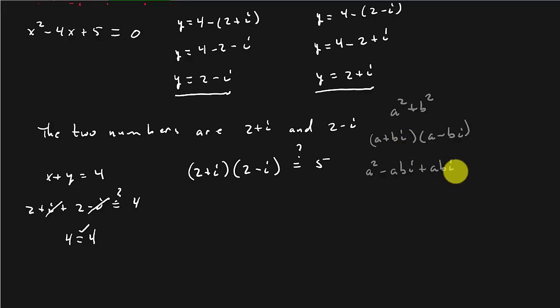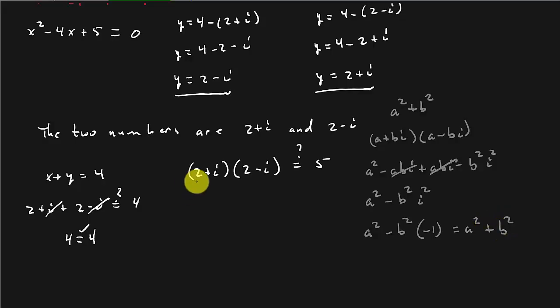And then here we get what? Negative bi times negative bi is minus b squared i squared. And so we get a squared minus b squared i squared. These cancel out. And remember, i squared is what? Negative 1. And so this is equal to a squared plus b squared.